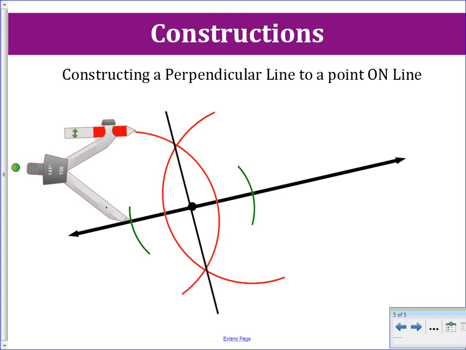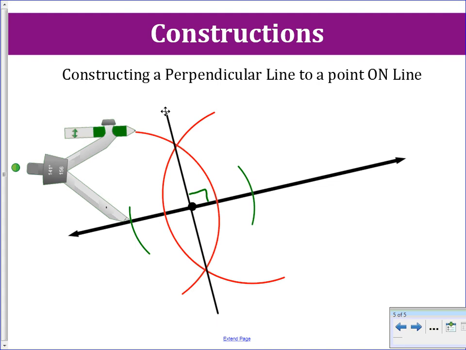And what we have is our perpendicular to a point that is on the line. So now we are perpendicular to this point. And my line isn't great through the first intersection on top, but if I did a better job creating that line, it would look more perpendicular. All right, and here you can see that the point that we started with is now on both lines.